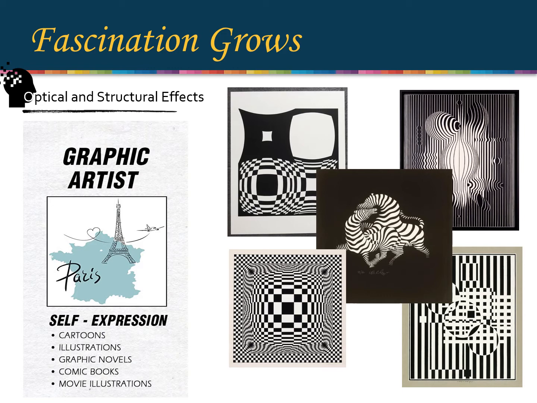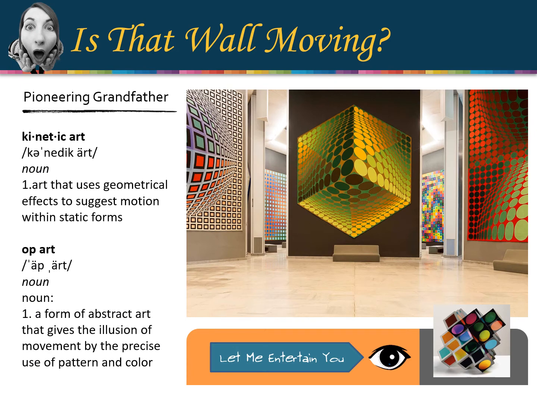And one of the series that he did, because he was most interested in optical and structural effects, was a black and white series using checkerboards and patterns and cubes to show and support that idea and to explore optical and structural effects. So he went on to create a series of paintings that use geometrical effects to suggest motion in static forms.